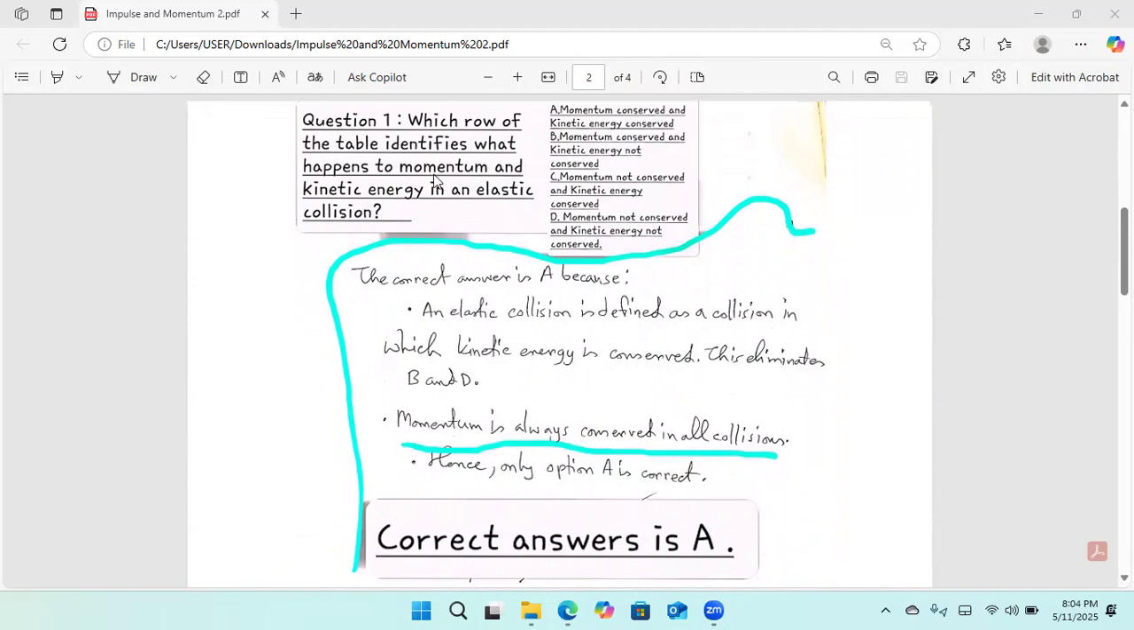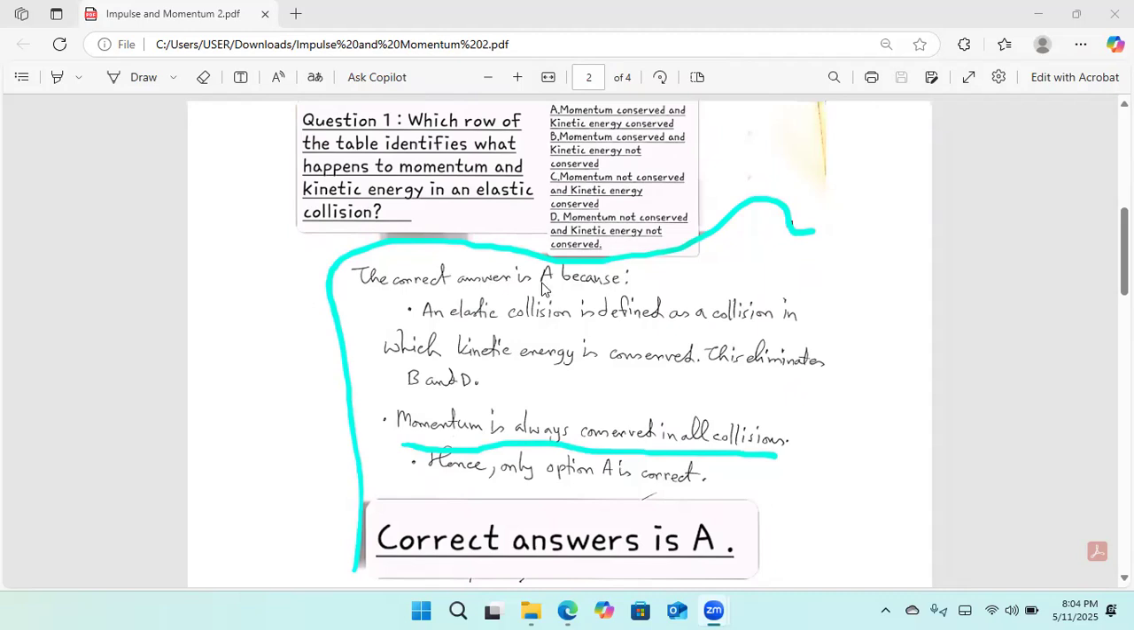In question 1, which row of the table identifies what happens to momentum and kinetic energy in an elastic collision? Option A, momentum conserved and kinetic energy conserved. Option B, momentum conserved and kinetic energy not conserved. Option C, momentum not conserved and kinetic energy conserved. Option D, momentum not conserved and kinetic energy not conserved.